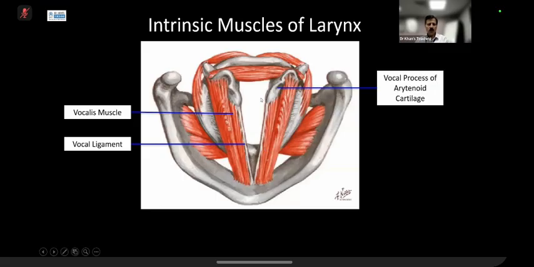So we are looking from the superior side, and this is that arytenoid cartilage. This is the vocal ligament, and on it is sitting this muscle. This is the vocalis muscle. And there are other muscles, and you don't even have to remember these names, but we call them endolaryngeal muscles, which include thyroarytenoid, cricothyroid, cricoarytenoid. All of these are other muscles. But you should have a general idea that there is a muscle here, which is the vocalis muscle.